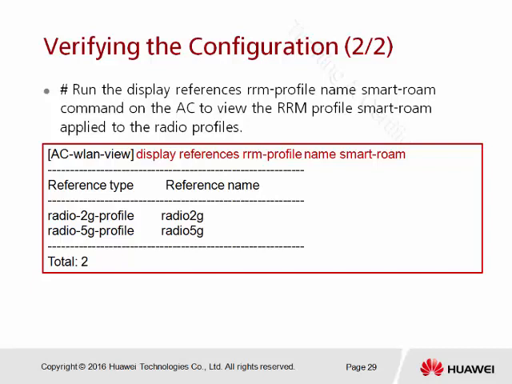And the next one, to check which radio has enabled smart roaming, the command we use is display reference RM profile with the name.